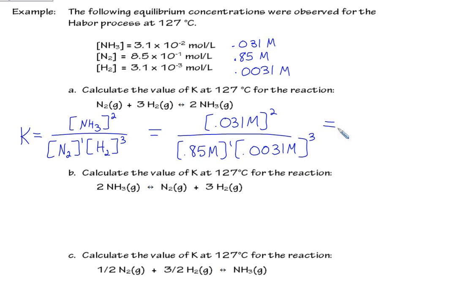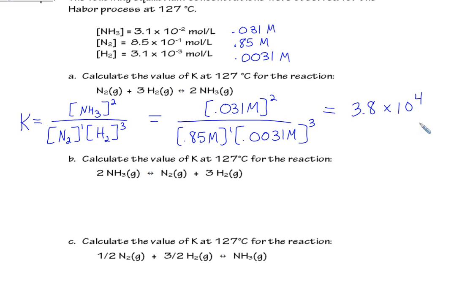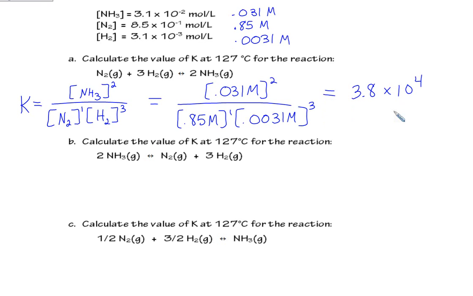Let's say 3.8 times 10 to the 4th. There's K. That's it. Do you think you can handle this? I think you might even kind of like this, even though you don't want to admit it. Okay, so let's do the same thing.